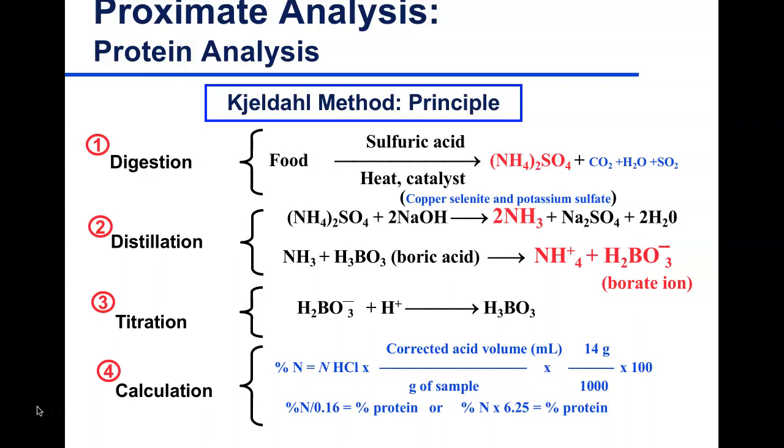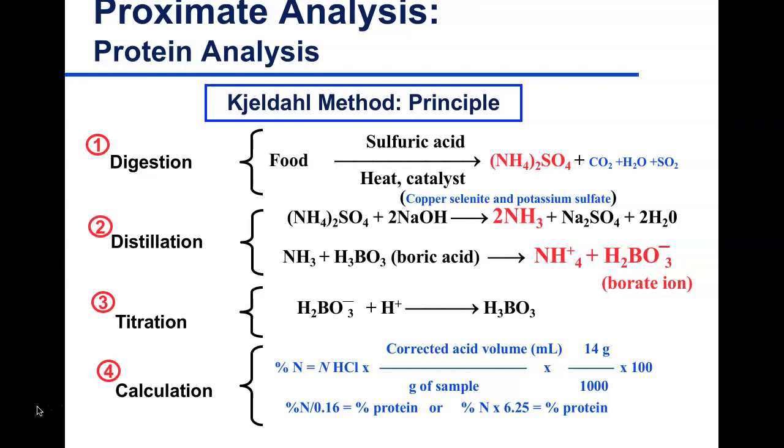But like I said, there are 3 steps, but 4 parts. The first part is digestion, and then neutralization and distillation. So this is the neutralization step. This is the distillation step here. And then we have the titration step, followed by calculation.